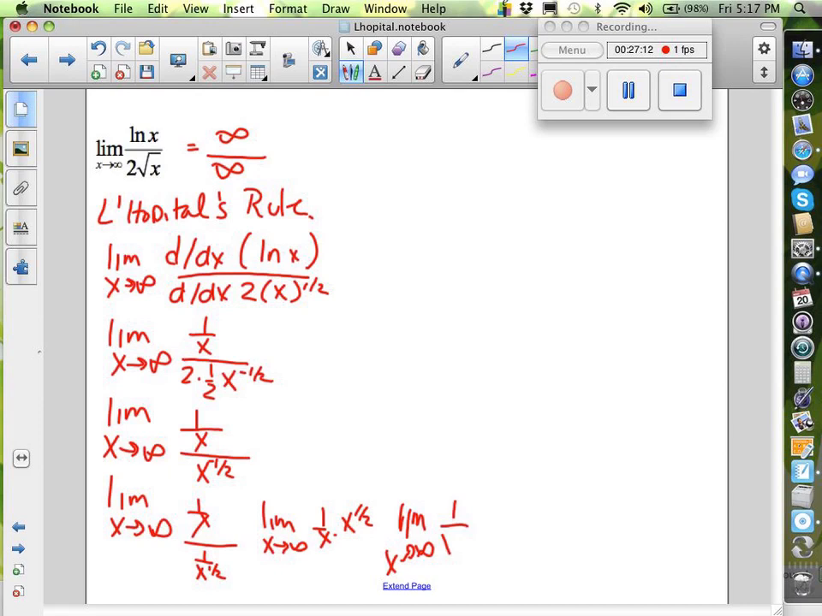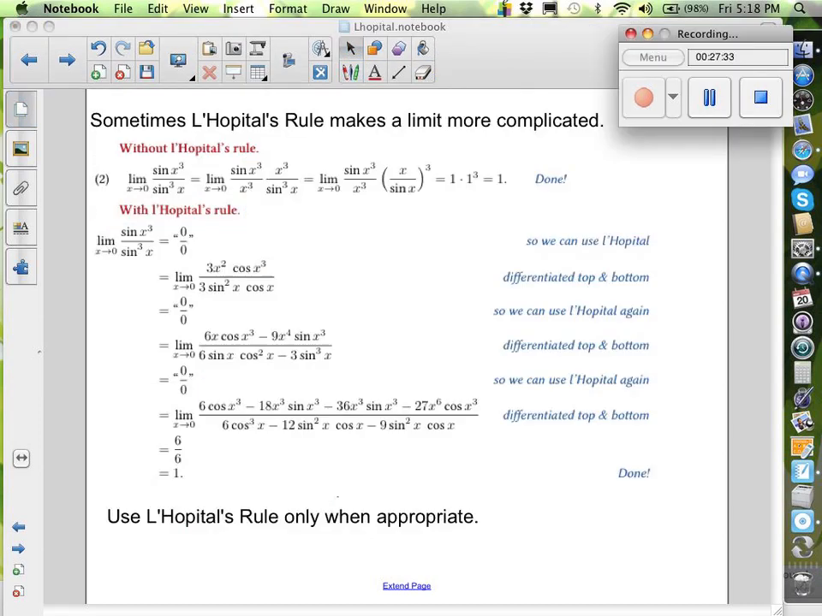That's just going to be the limit as x approaches infinity. We're going to have 1 over x to the 1/2. And that's going to go to 0, right? 1 isn't changing, and if you take 1 and you're dividing it by more and more and more pieces, eventually that's going to go to 0.